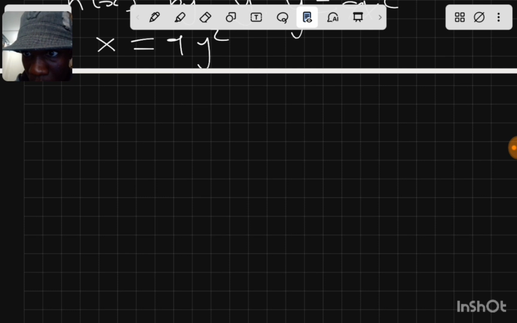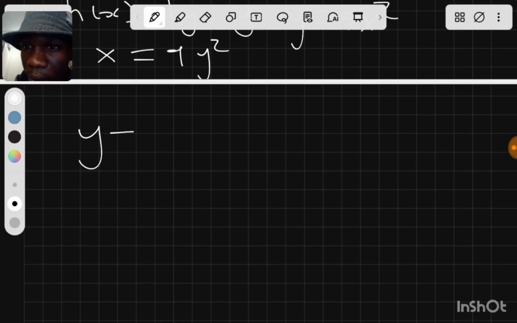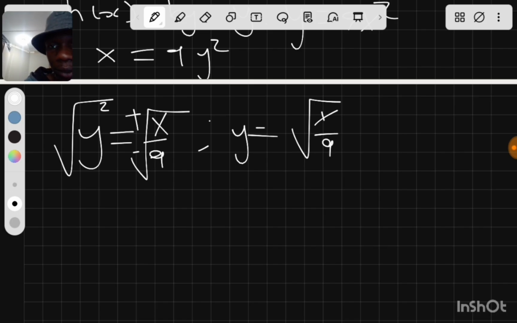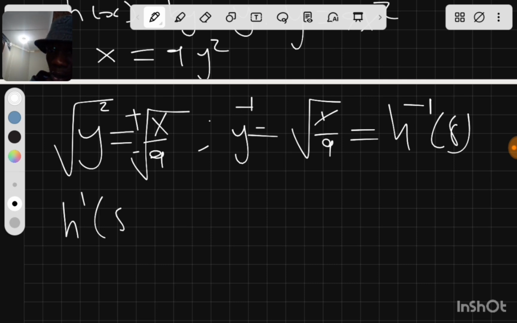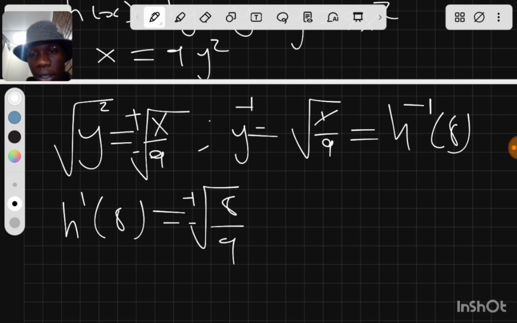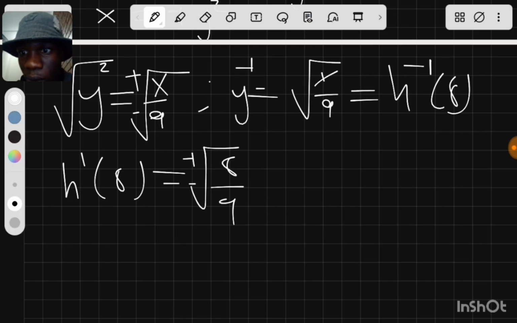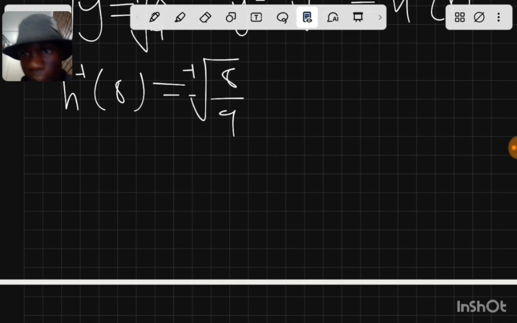Then we are solving for y. y squared is equal to x over a, so y is equal to plus or minus the square root of x over a. But this y is h inverse. We are told that h inverse of 8 is what we need, so where there is x, we put 8. So h inverse of 8 is equal to the square root of 8 over a.